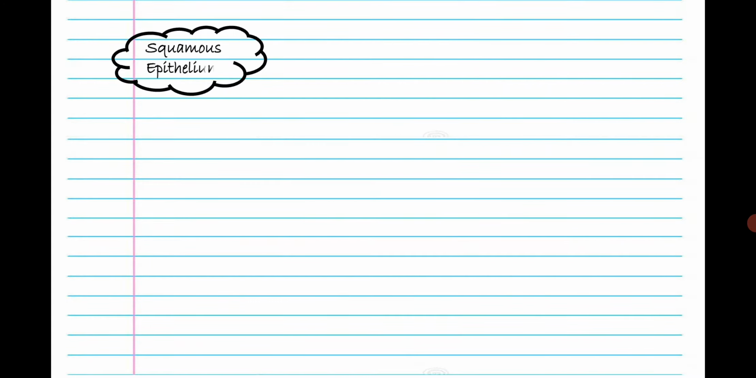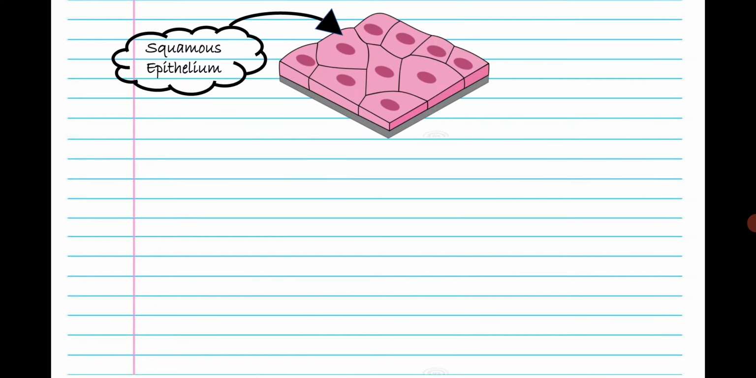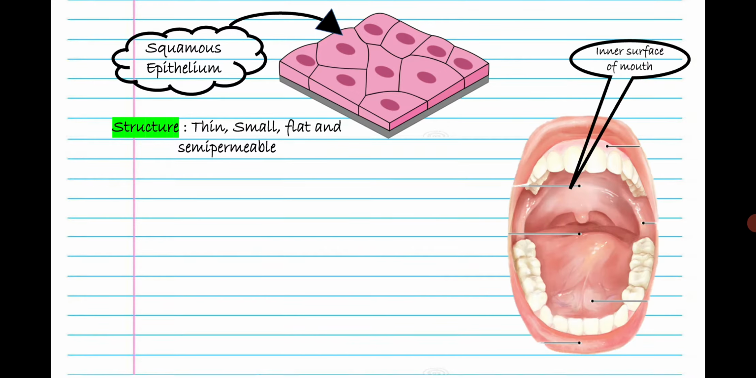Here in a squamous epithelium tissue, if we see the structure of a cell, what type of cell do we see here? Yes, these cells are simple in structure. They are very thin, small, flat. And these cells are semi-permeable. They restrict the entry of some material. And squamous epithelium tissues have a single layer structure.